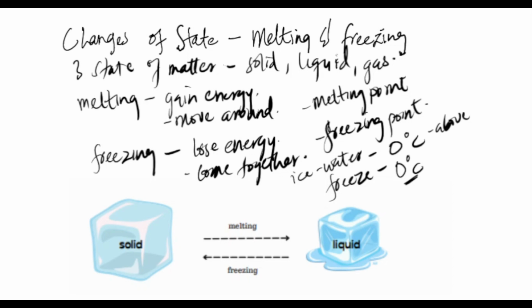All that you have to know here is how the particles behave anytime we talk about melting. Anytime we talk about melting, the particles have gained energy. They start to move apart and move around, and when that happens, they become liquid substances. And when we talk about freezing, the particles lose energy and they come together. They are packed together and they start vibrating on the spot. When that happens, they become solid materials. So that's all about it. And also you need to know about melting point and freezing point.